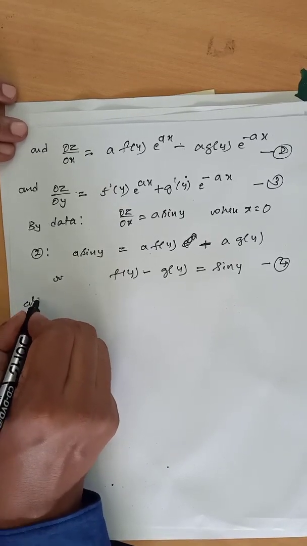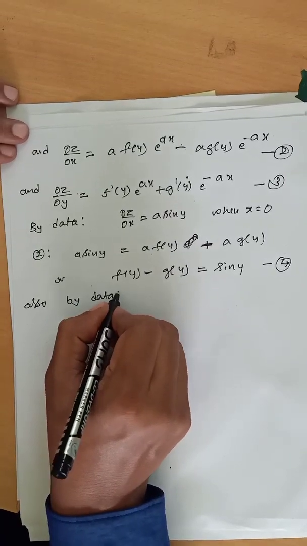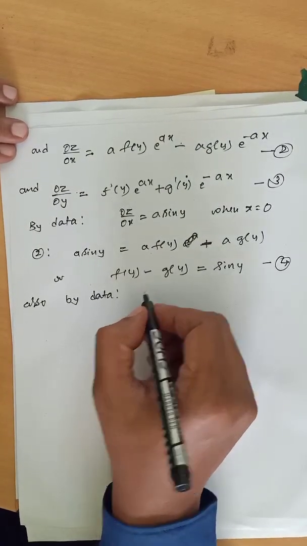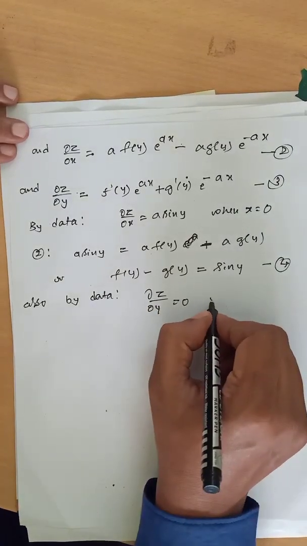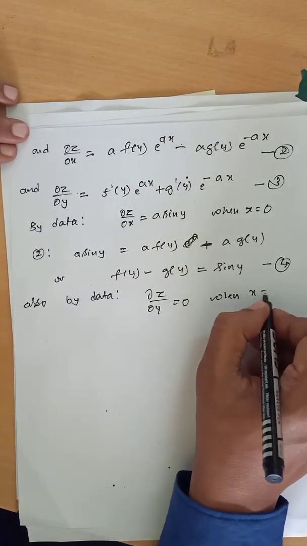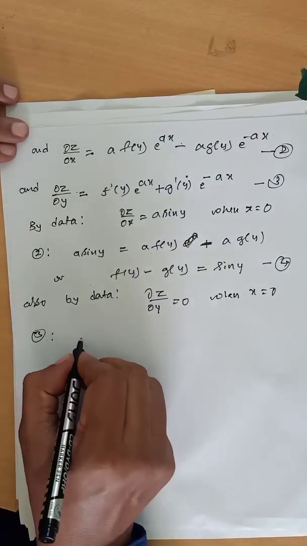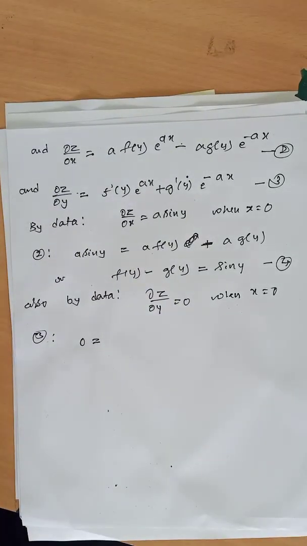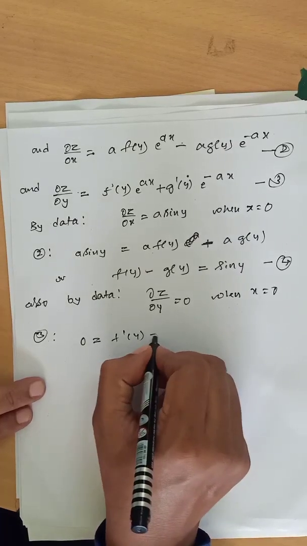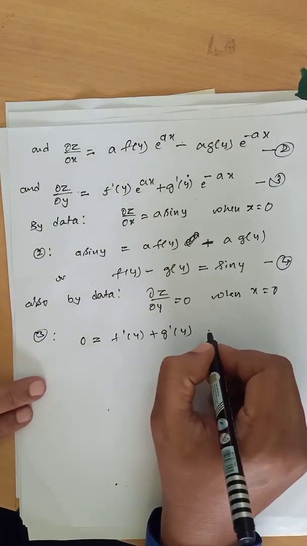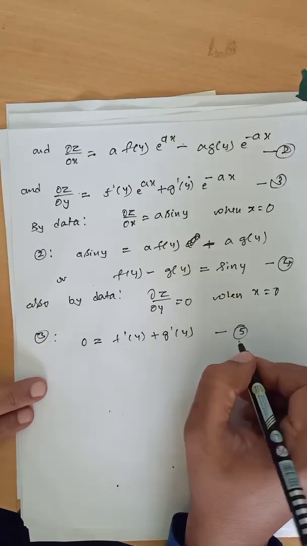And consider the second condition also given by the data: ∂z/∂y = 0 when x = 0. So equation 3 becomes 0 = f'(y) + g'(y). Call this equation number 5.